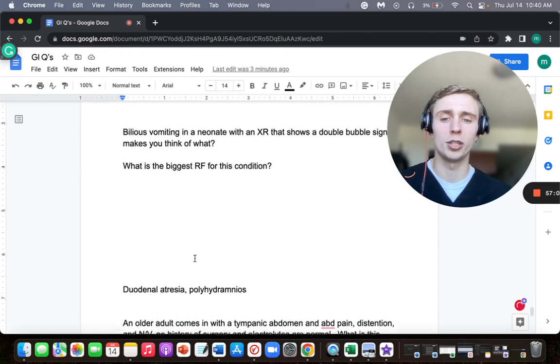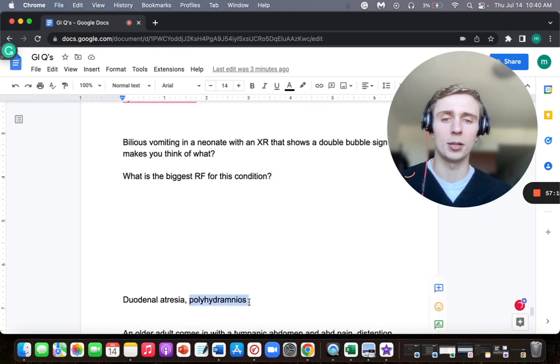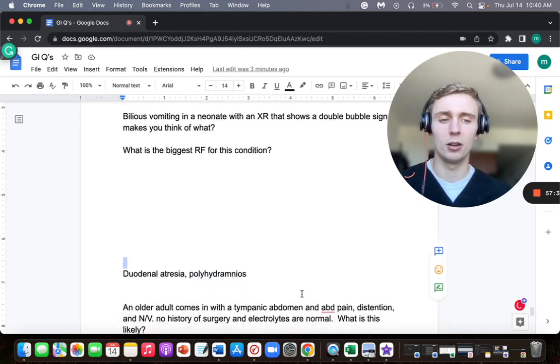That's going to be duodenal atresia, and polyhydramnios is a risk factor. So polyhydramnios, too much amniotic fluid, and duodenal atresia and that double bubble sign. So think about it, if you're having duodenal atresia, you're going to have a bubble below where that stricture or lack of duodenum is, because it's not even being made, atresia. So you're going to have a bubble below that for the distal duodenum and above that, which is the stomach. So that's the double bubble sign. And again, polyhydramnios is the biggest risk factor for this condition.